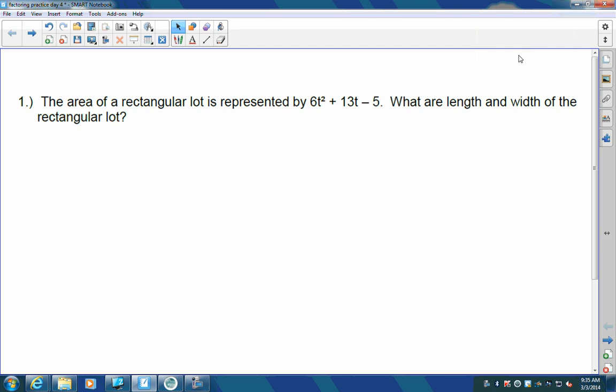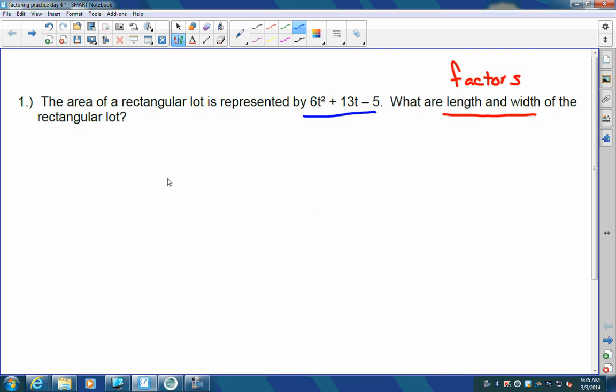Okay, let's look at number 1 right now. It says the area of a rectangular lot is represented by 6t squared plus 13t minus 5. What is the length and the width of the rectangular lot? You guys need to remember, underline length and width, and I want you to write factors. So what this means is I need to factor this polynomial.